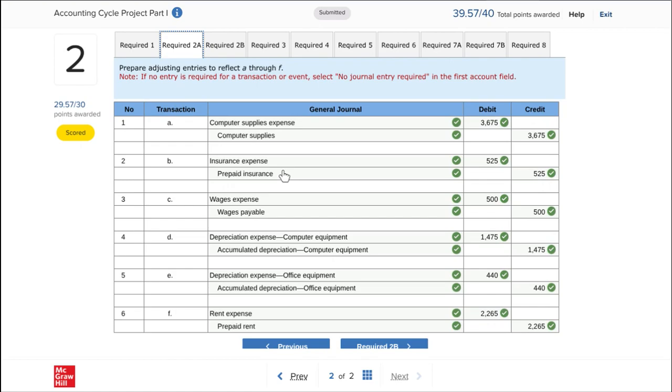The prepaid insurance is $2,100 for a 12-month policy. 3 months had expired, so $2,100 divided by 12 is $175 per month. And then I did $175 times 3, which is $525. And so I recorded the $525 as insurance expense for a debit, and then credited prepaid insurance for $525 as well to balance it out.